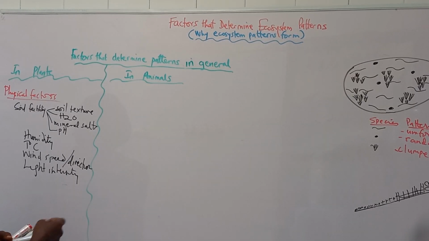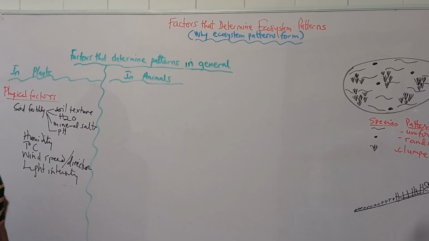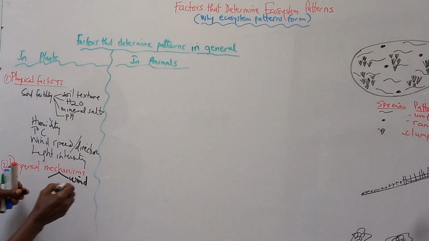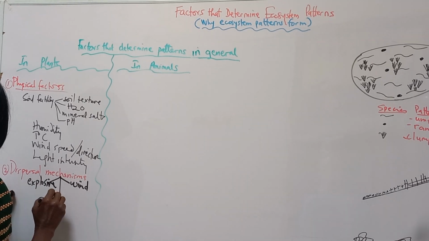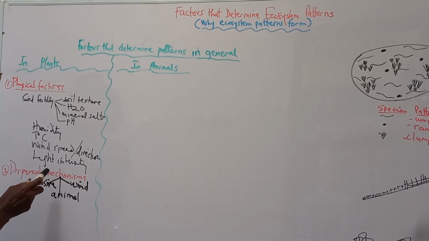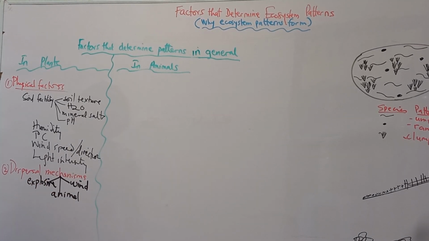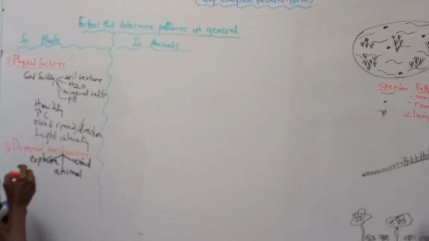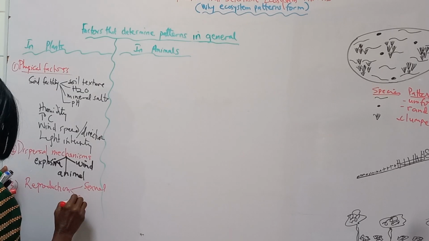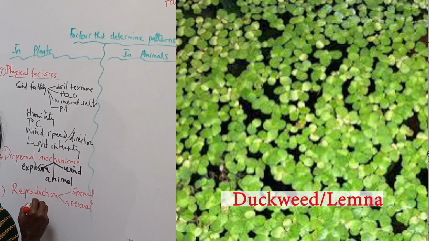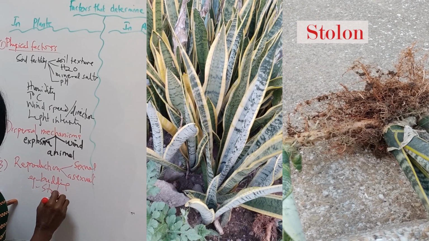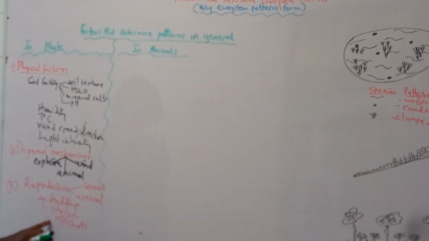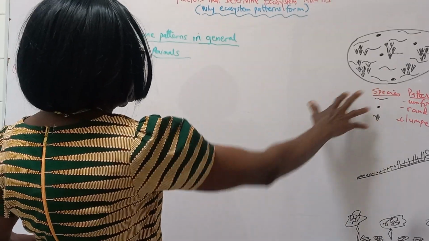Then we look at dispersal mechanisms. Here we will look at whether seeds or fruits are dispersed by wind or animal. The kind of dispersal mechanism affects the kind of pattern that you get. And then 3, we have the kind of reproduction, sexual or asexual, if you have budding or if it's stolons or offshoots. So reproduction, whether sexual or asexual, also determines the pattern in the ecosystem.